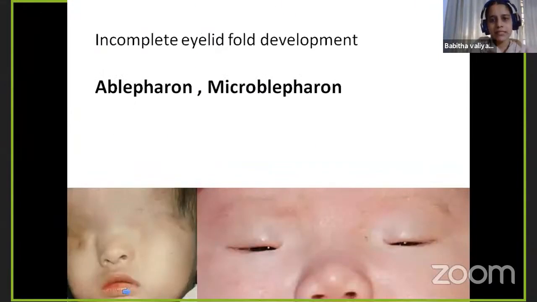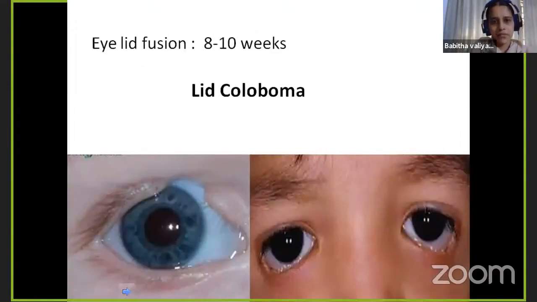Incomplete development of these eyelid folds leads to ablepharon and microblepharon. Then these eyelid folds have to fuse by about the 8th to 10th week of gestation. Defective fusion leads to eyelid colobomas. It may be either upper lid coloboma, lower lid coloboma, or both lids having coloboma. It may be associated with iris coloboma, lenticular coloboma, and chorioretinal colobomas.